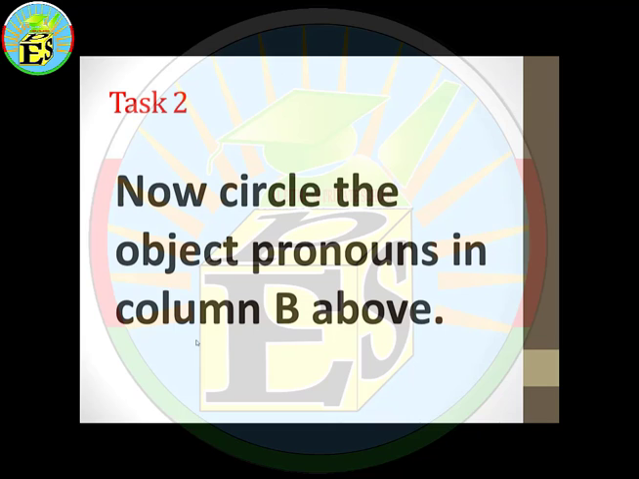So the bag is a thing. The object pronoun is it. Put a circle on it. B, please help me. Which one of these words is the object pronoun?